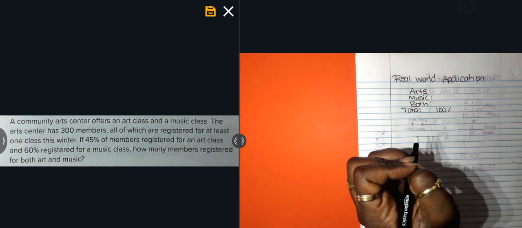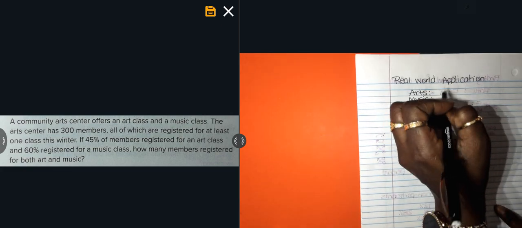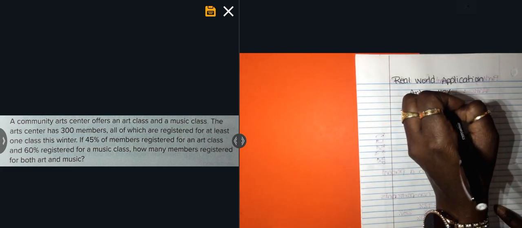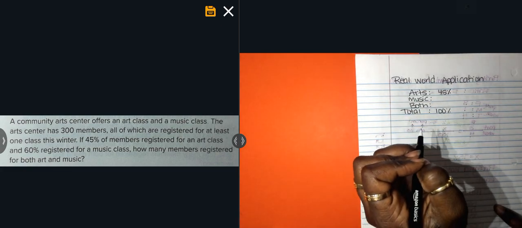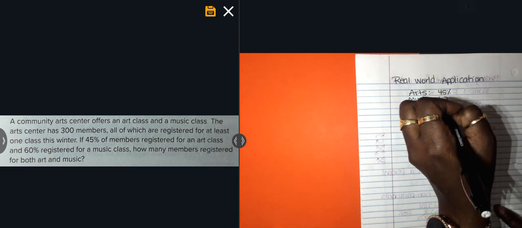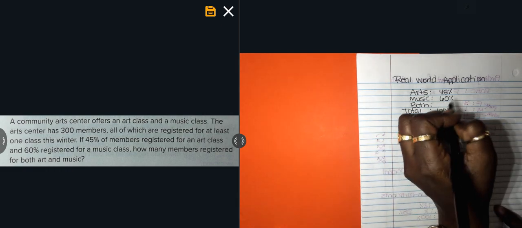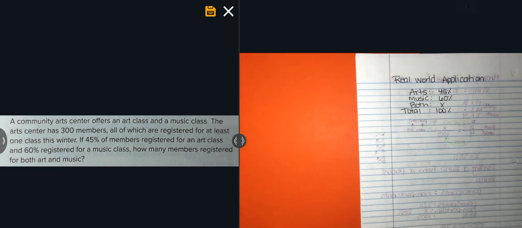And they tell us that 45% are registered for an arts class. So we're going to put 45% here. And then we have 60% that are registered for a music class. We don't know how many of them are signed up for both classes, which is why the problem exists. So we're going to put an X there to let us know that's what we need to solve for.